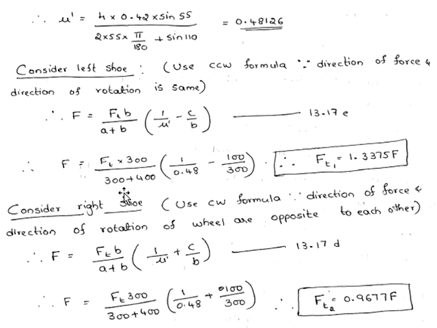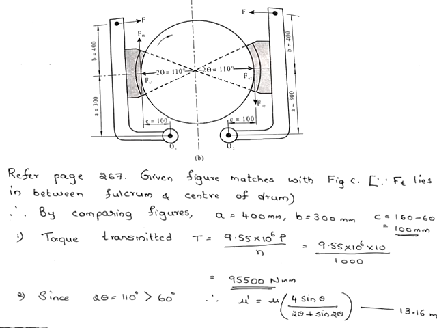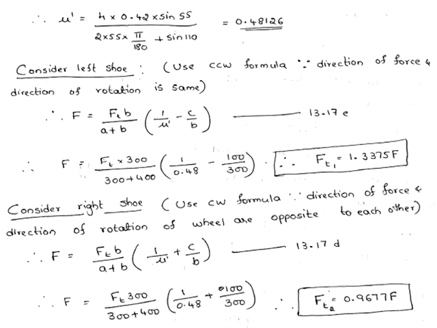Now consider right shoe. In right shoe, again compare the direction of force and direction of rotation. Here direction of force and direction of rotation are opposite to each other. So in this diagram, if you refer, direction of rotation is towards right side, direction of force is towards left side. These two are opposite to each other, so you use a clockwise equation. Equation is 13.17d. Again in this equation, A, B, mu dash and C values are known. F and Ft are unknown. So write Ft2 in terms of F.